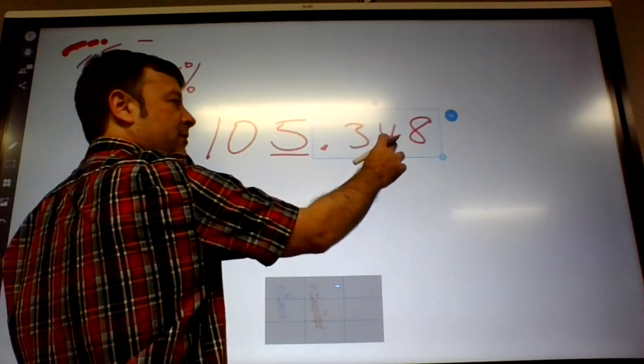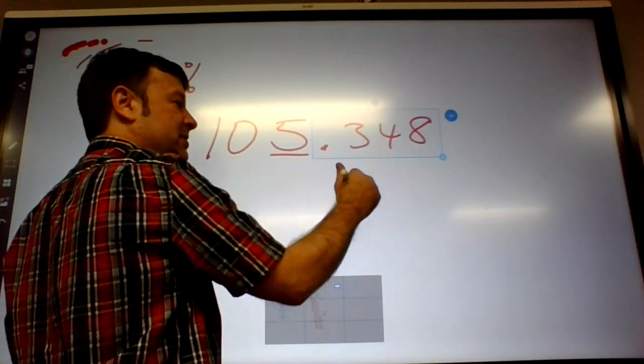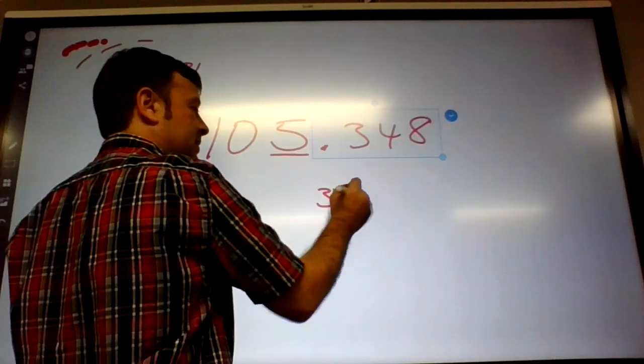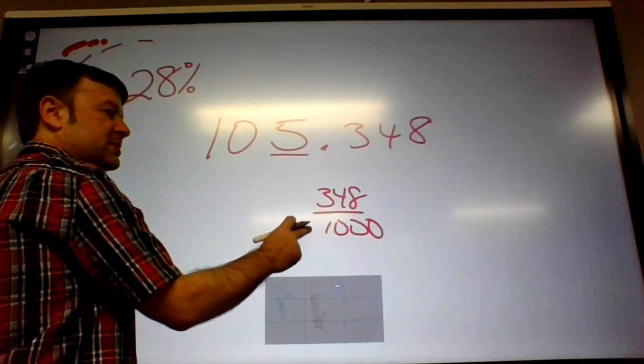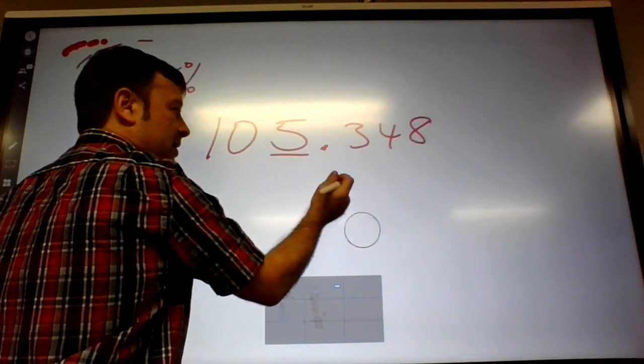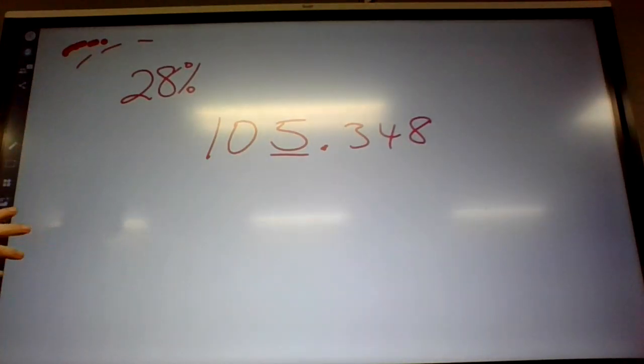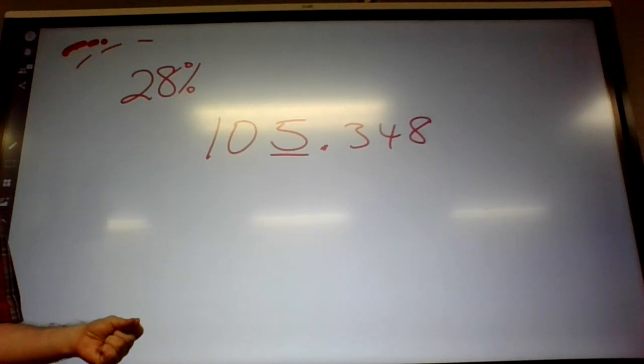Because this is 348 thousandths, it means that's what it's worth. It's worth like a fraction. Thousandths. Anyways, the reason I mention that is because part of the directions are rounded to the hundredths place.